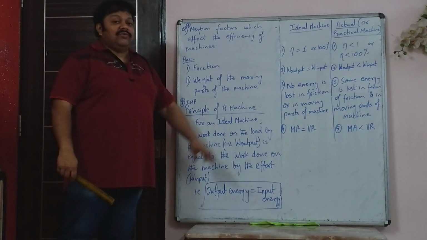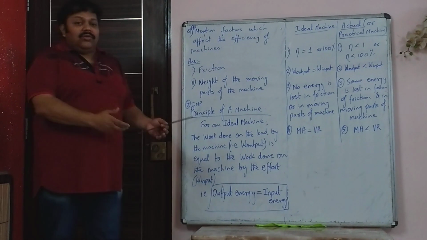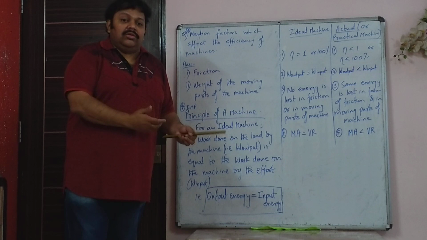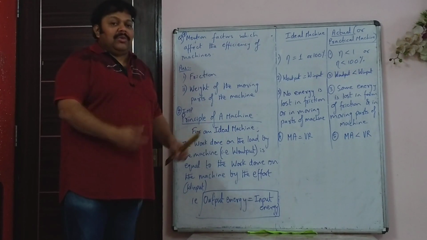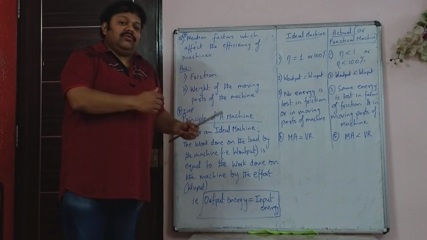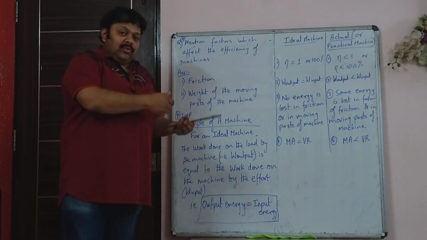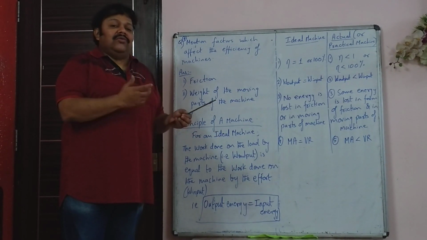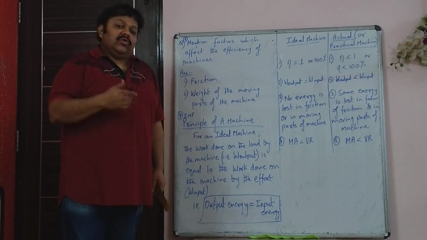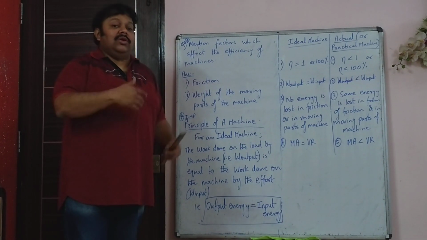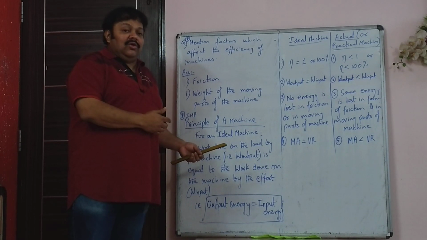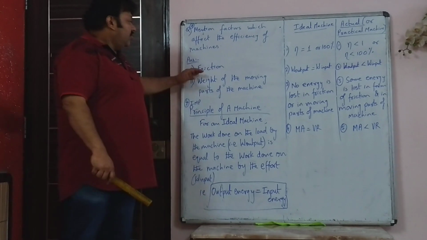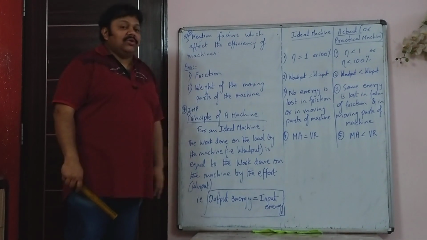Second factor: weight of the moving parts of the machine. Now finally, why did you lift the bucket from the well? To get water. Can you lift water alone? We needed only water, we didn't need the bucket. Can you lift the water alone without the bucket? No. So weight of the water alone may have been 10 kgf, whereas the bucket may have weighed another 2 kgf. So even that will decrease the efficiency because the overall load is 12, out of which the useful load is only 10. So friction and weight of the moving parts of the machine.